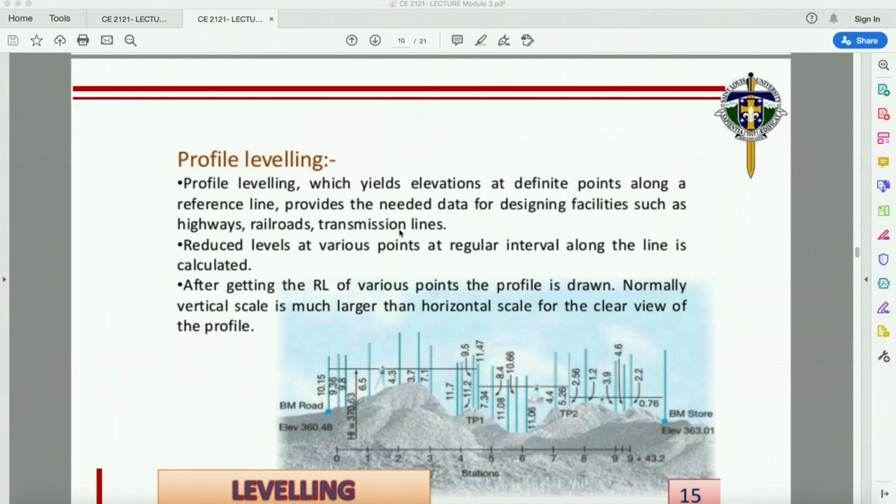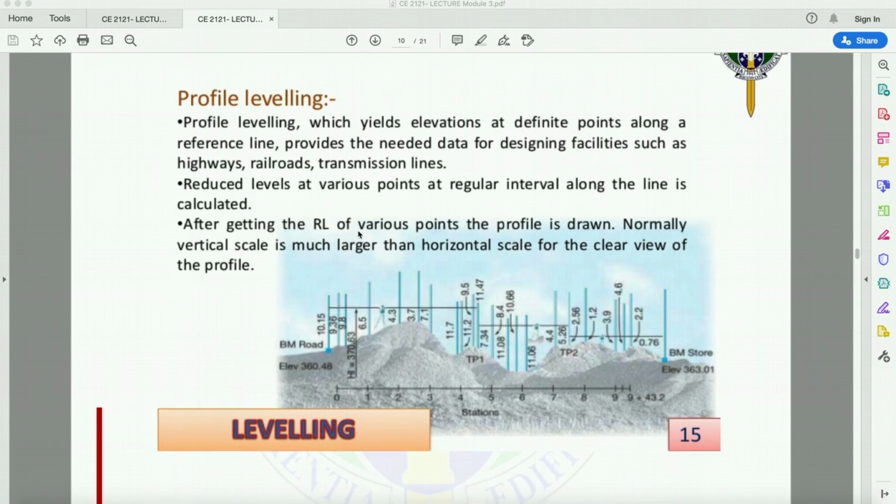The elevation might change the design of the structure. So, reduced levels at various points at regular intervals along the line are calculated. After getting the RL of various points, the profile is drawn. Normally, the vertical scale is much larger than the horizontal scale for a clear view of the profile. So, the vertical scale is far larger compared to the horizontal scale because we want to see the profile.